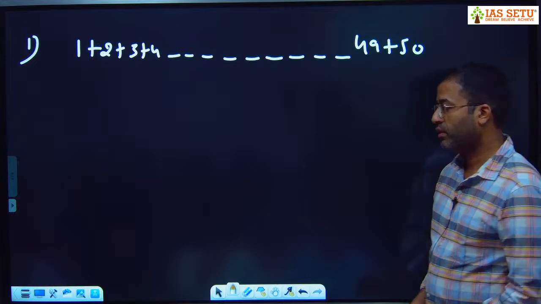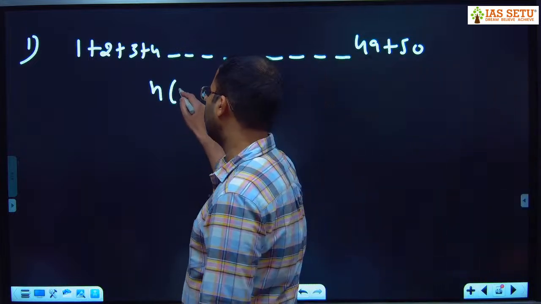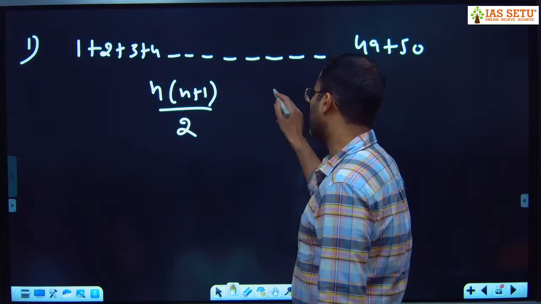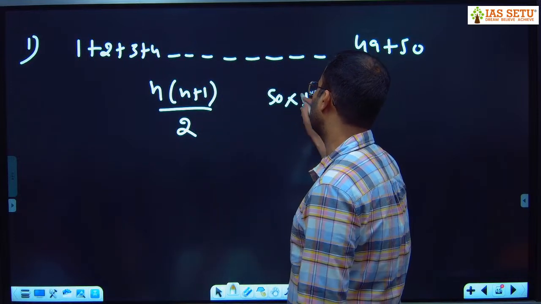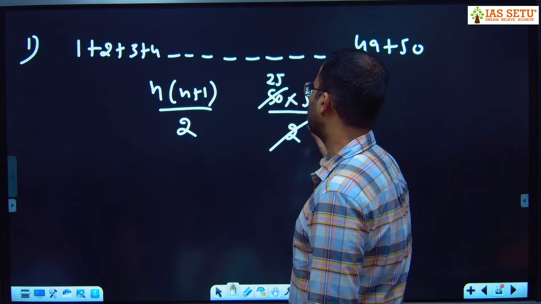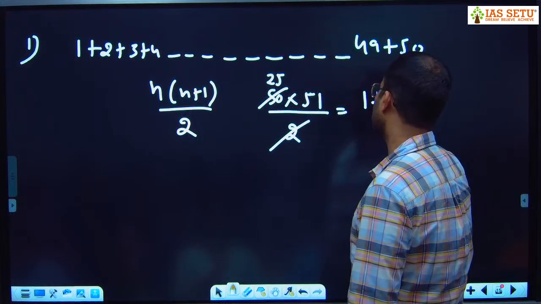Okay, so here it is n into n plus 1 divided by 2. So the value of n here is 50. 50 into 51 divided by 2. So if we solve it, 25 into 51, 1275.